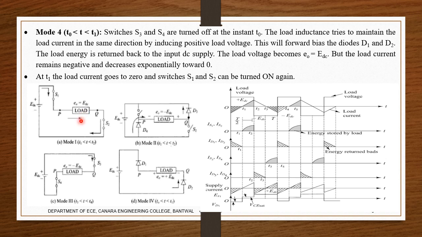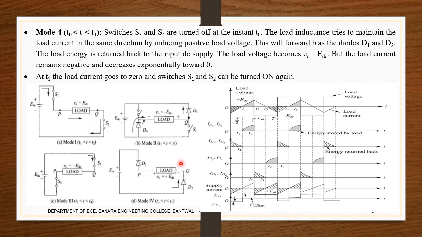Because it's an RL load, the inductor is present, so that inductive nature will increase the current here. The instantaneous current through S1 and S2 is equal to the instantaneous load current. So whatever you are providing here is the same across here. This is all about mode 1.